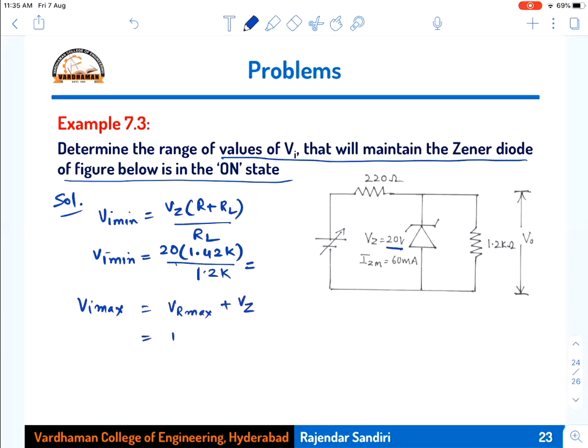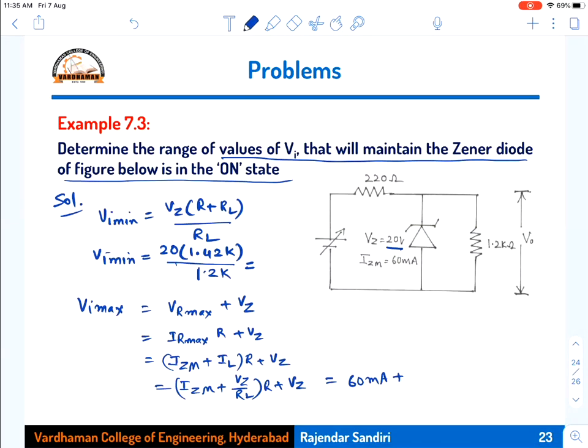Then Vi maximum can be calculated as VR maximum plus Vz. So VR maximum is nothing but IR maximum into R, plus Vz. IR maximum is nothing but Iz maximum plus IL, into R plus Vz. That is Izm plus VL by RL, where VL is equal to Vz. So Vz by RL into R plus Vz. Substitute everything here: 60 milliamperes plus 20 by 1.2 K, into 220 plus 20. How much is this one?